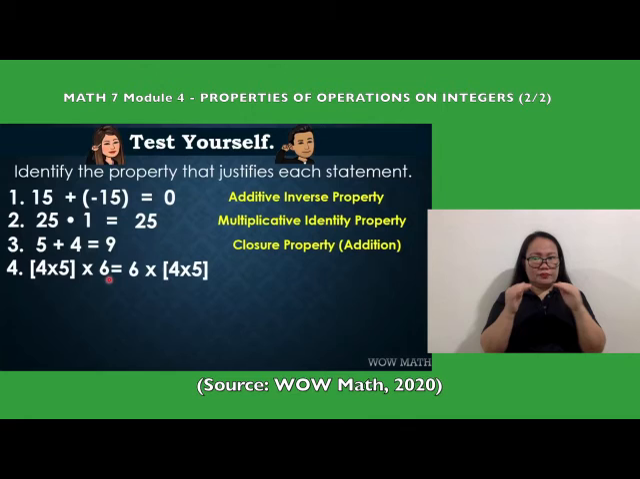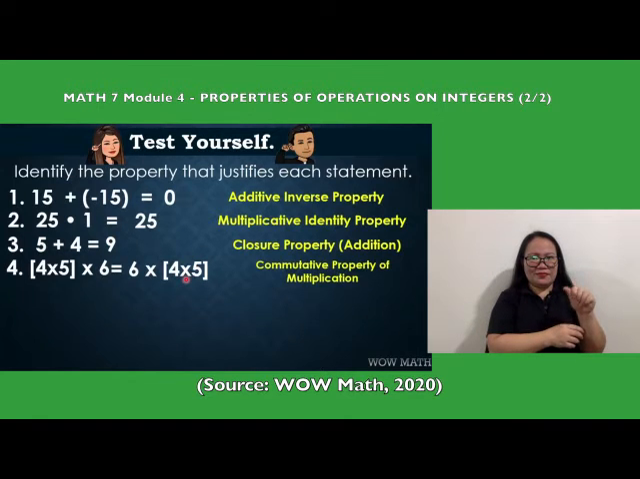Next, I have here the quantity of 4 times 5 times 6. On the right side of the equation, naging 6 times the quantity of 4 times 5. So, this is commutative property of multiplication. Bakit multiplication? Kasi the operation is times. Multiplication symbol.